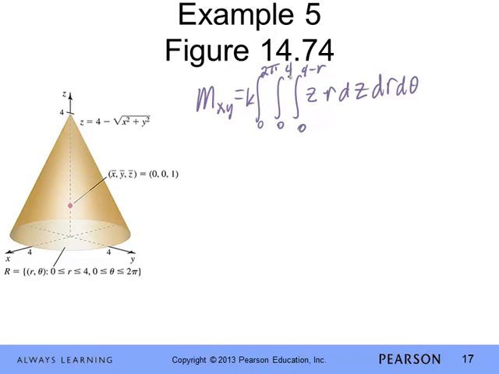So that's just a triple integral for you to solve. All right, and let me just cut to the chase. That works out to be 64 thirds times pi.